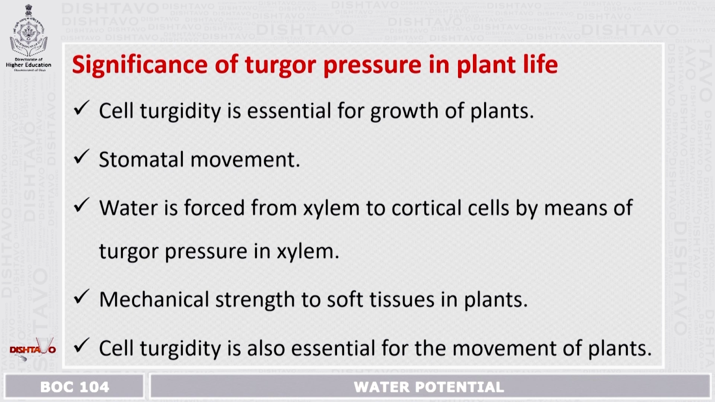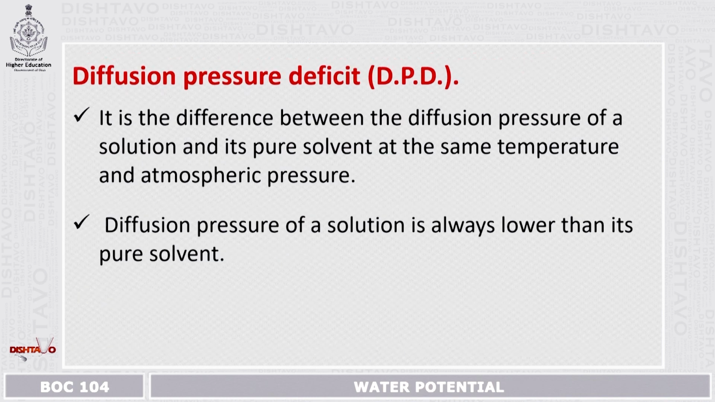Water is forced from the xylem to the cortical cells by means of turgor pressure in the xylem. Mechanical strength to the soft tissues in the plants is due to the turgor pressure. Cell turgidity is also essential for the movement of the plants.